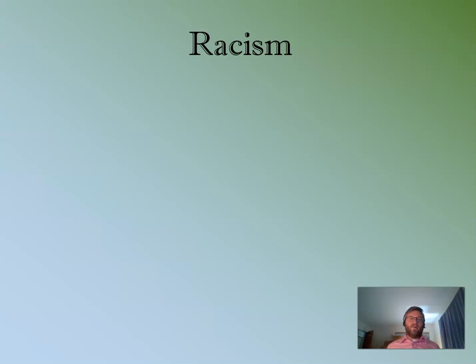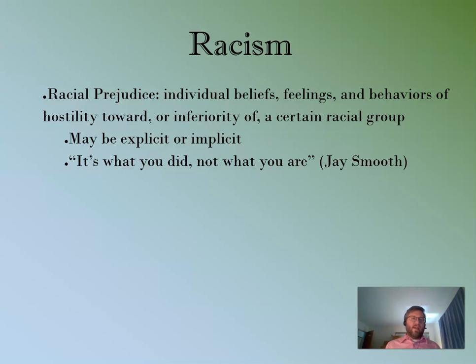Okay, so now let's talk about what racism is. And there are two somewhat distinct things, related but distinct things, that the word racism gets applied to. And I think it's important to recognize this distinction and to be clear about what you're talking about if you use this word. So one thing that we sometimes apply the term racism to is racial prejudice. So this is an individual's beliefs or feelings or behaviors that involve hostility towards or inferiority of a particular racial group that it's directed towards.